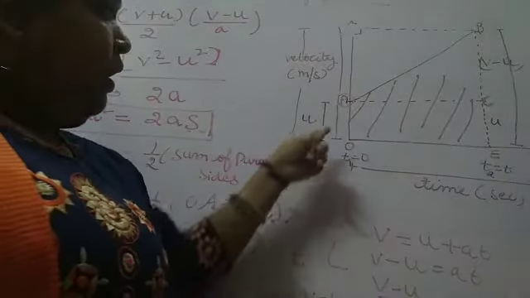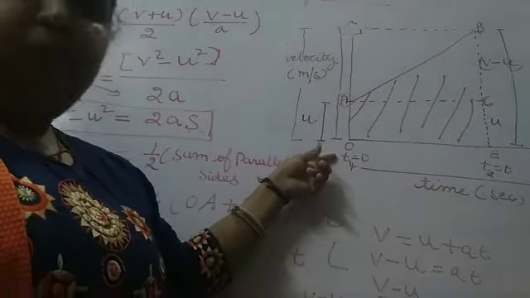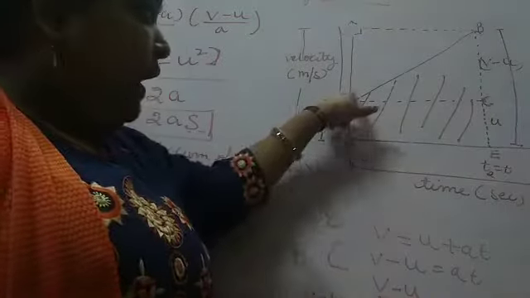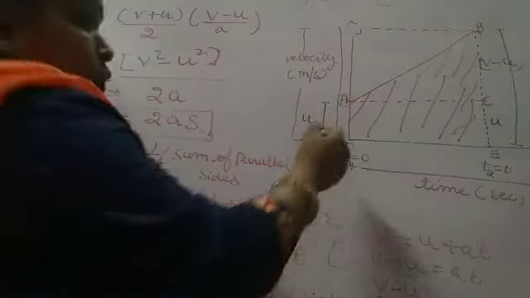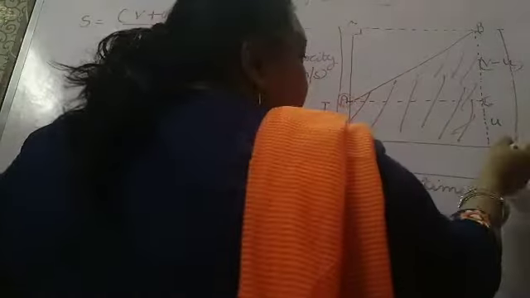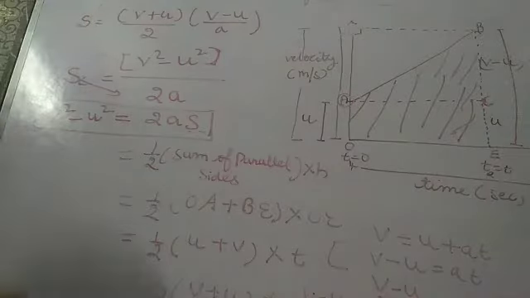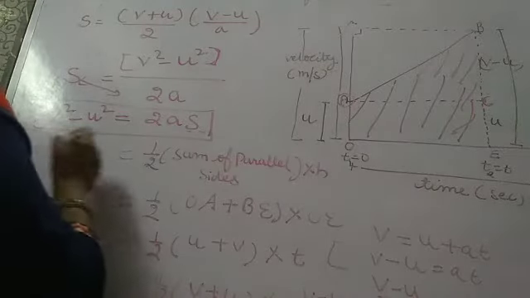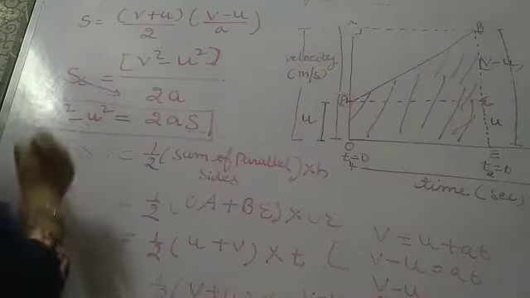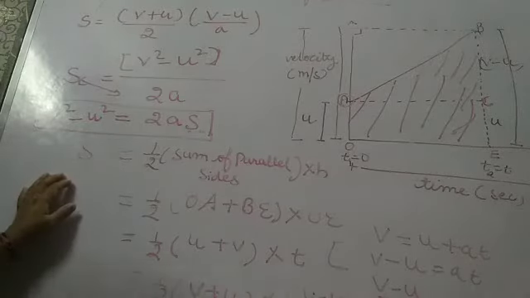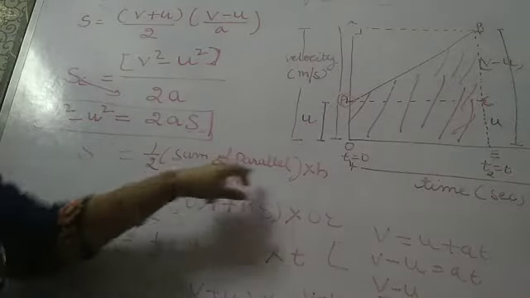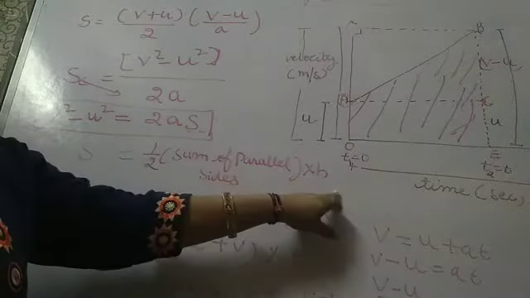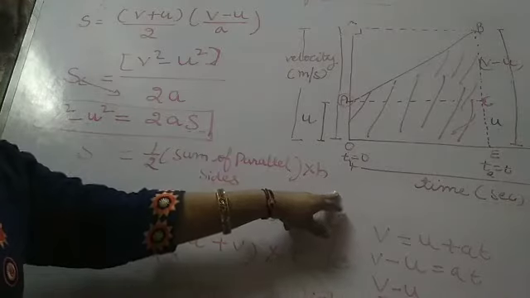How can I find it? I can use the area of trapezium. If you see this A and B, they cover the whole distance, isn't it? Of trapezium OABE. Clear? Then I have taken the area of trapezium. The area under is called S. S is equal to half the sum of parallel sides multiplied by height, or altitude you can say.